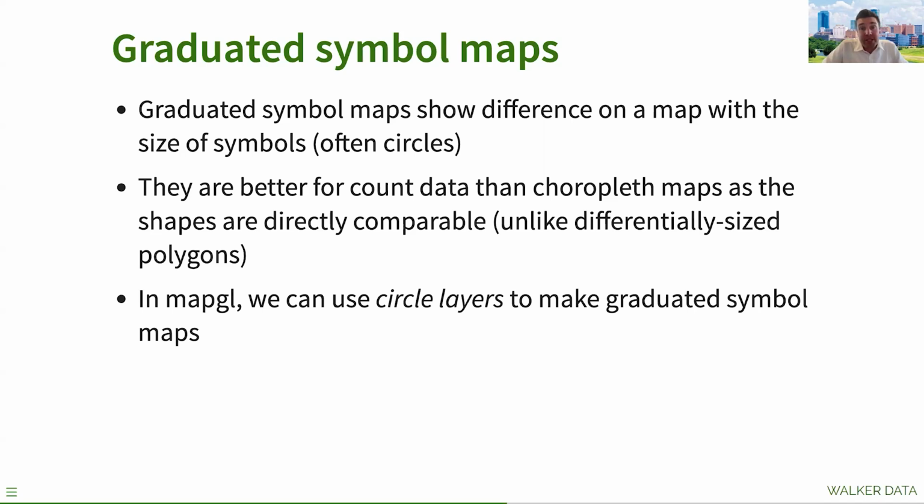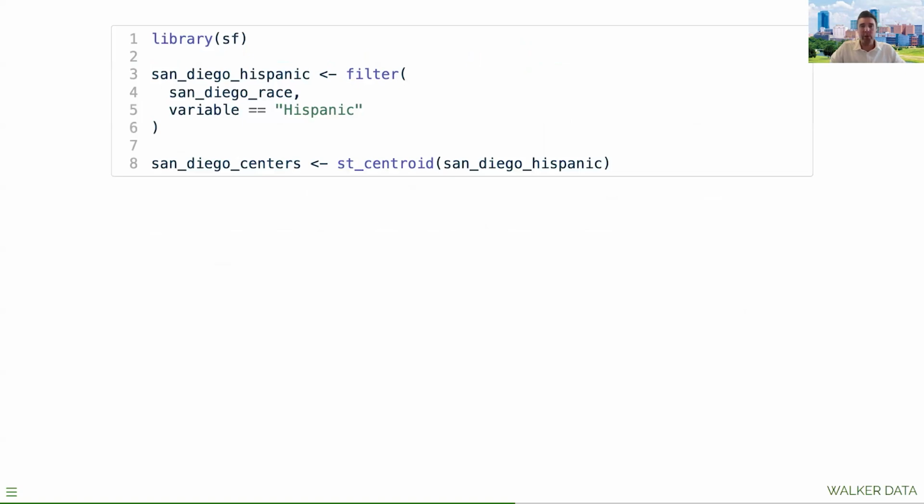In mapgl, we can use something called a circle layer rather than a fill layer to visualize data as graduated symbols. So the first thing that we want to do is convert our data to what we call centroids. So we're basically going to plot a point at the center of each census tract polygon, and then we will visualize those points. And the st_centroid function in the sf package, that GIS package I mentioned, is how we're going to get that done.